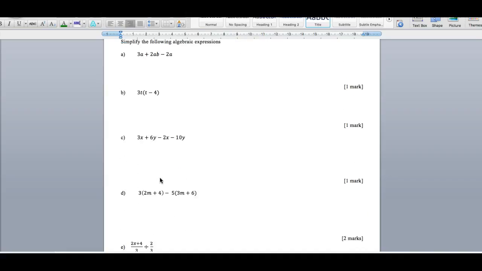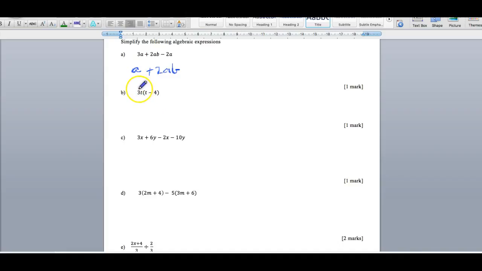Okay, all right, so the first question, simplify the following algebraic expressions. So the first one, we have two separate like terms. So we have 3a and negative 2a. So 3a minus 2a gives you a, and then we've just got plus 2ab. Nice, easy one to start off with.